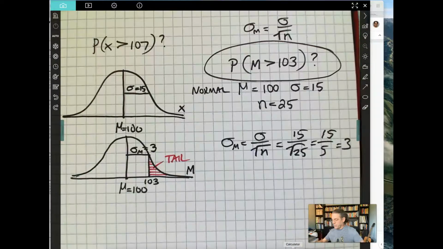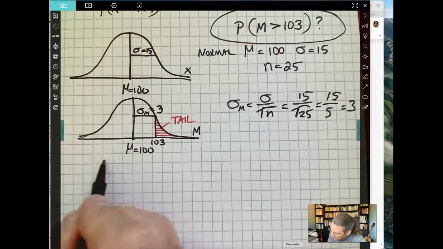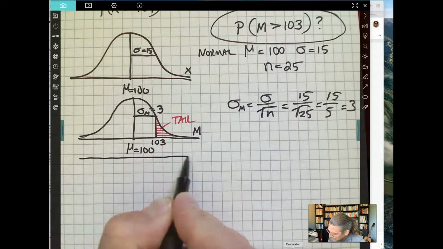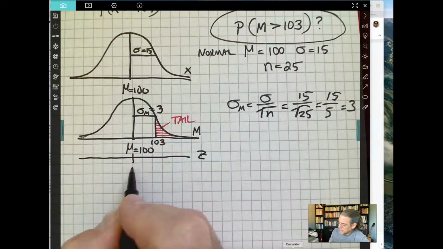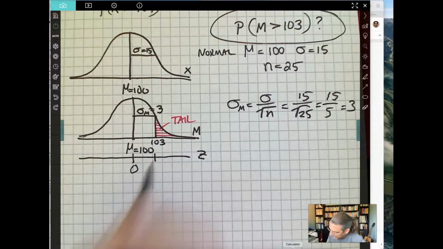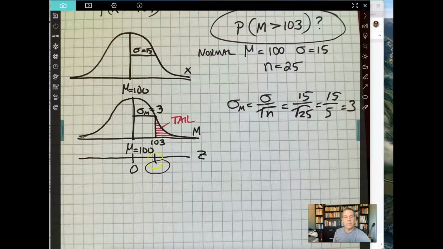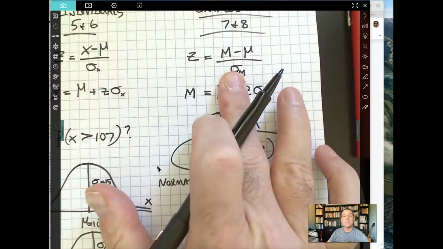At that point, I can't look up the 103, that's a sample mean. But what I can do is look up a Z-score. So I want to have a Z-score scale down here, and I know the mean is going to be 0 for a Z-score, and what I want to find is that Z-score right there. So how do I find that? Well, that's where we go up here, and we're going to use this formula.